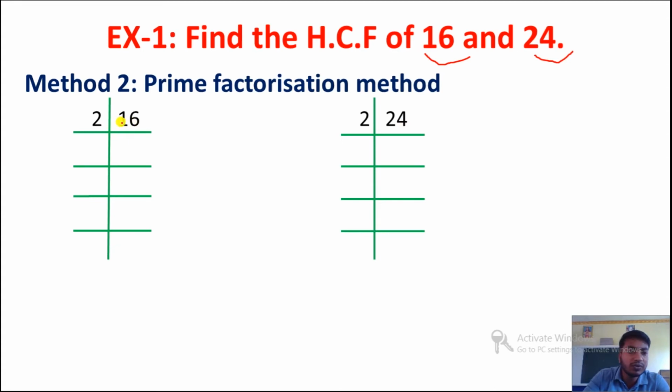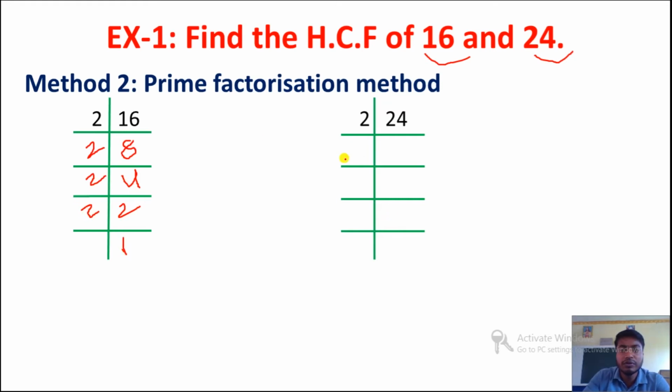First we will find out for 16, then we'll move to 24. So you know very well, the smallest prime number is 2, and easily we can divide 16. So we'll take 2 only. 2 8s are 16. Again we can divide it by 2. So take 2 here. 2 4s are 8. Okay. Again this 4 we can divide by 2. So take again 2 here. 2 2s are 4. Okay. Now again we can divide by 2. So take here 2. 2 1s are 2.